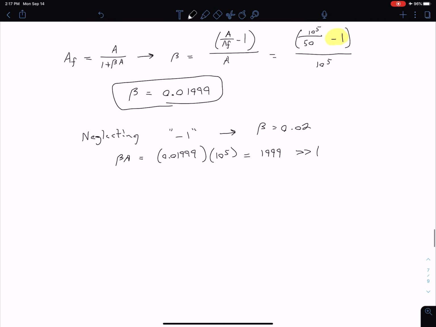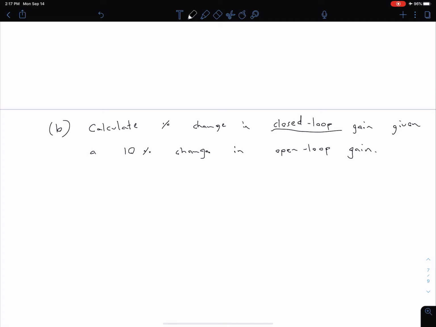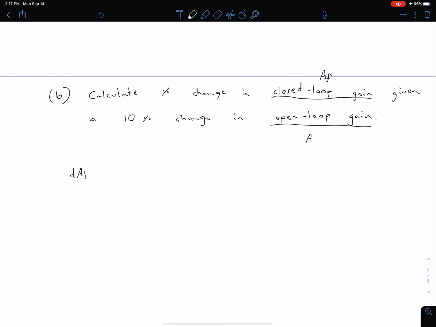Now for the next part of this problem, we're told that our open loop gain is changing by 10%, and what we want to do is calculate the change in our closed loop gain. Again, it's important to know these terms. Our closed loop gain is talking about A sub F, and our open loop gain is talking about our A. So now we're going to go to that equation from our previous video about gain sensitivity. We had the percent change in our closed loop gain is equal to 1 over 1 plus beta A times the percent change in our open loop gain.